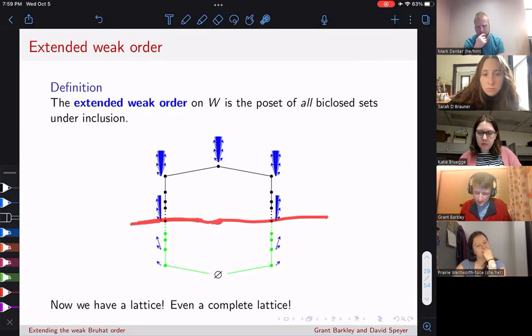This face corresponds to that one. This face corresponds to that one.